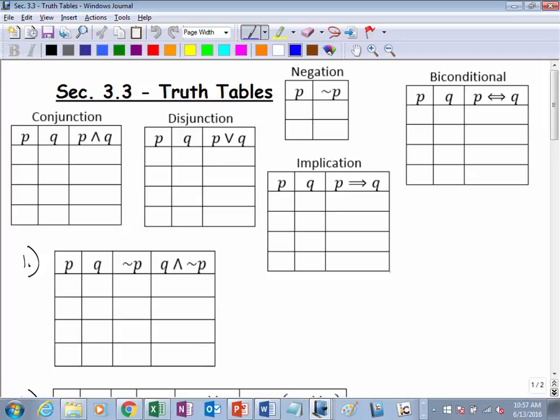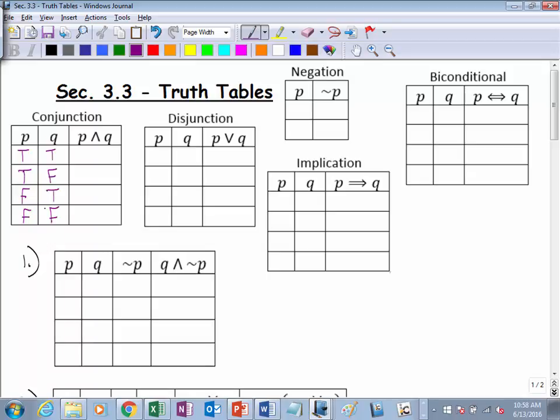So we'll talk about just the basics for each different type of operation or connector that you can have. So the conjunction, that's the and. So with each one, if we have P and Q, I'm just going to go ahead and fill out all the possible combinations of true and false for those two statements. I always do it the same way just to try to always be consistent.